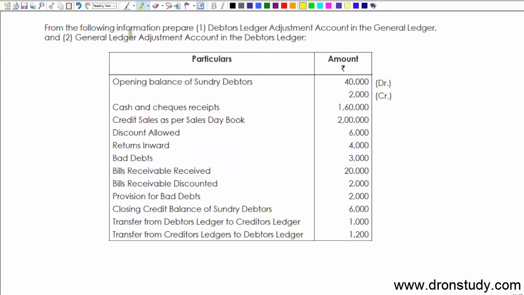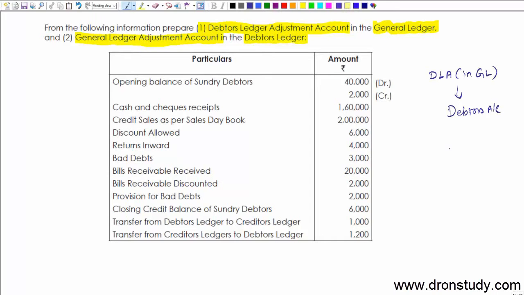From the following information, we have to prepare debtors ledger adjustment account in the general ledger and general ledger adjustment account in the debtors ledger. We have some information, but before that, let's make ourselves very clear. What is this debtors ledger adjustment account in general ledger? This debtors ledger adjustment account in general ledger is as good as debtors account. This is as good as debtors account.